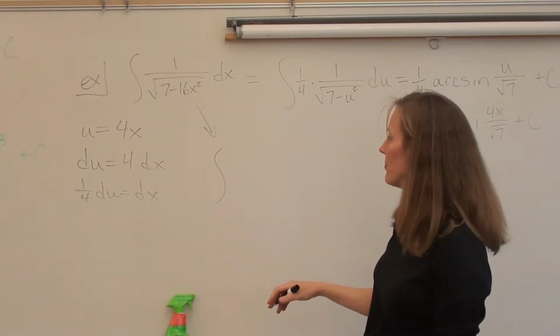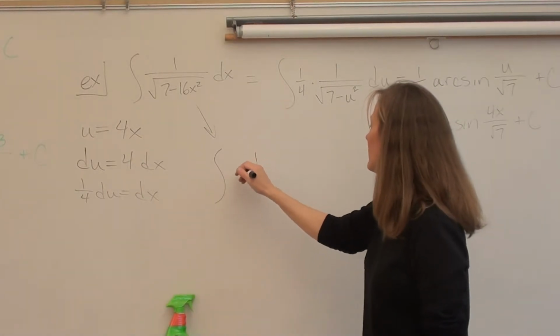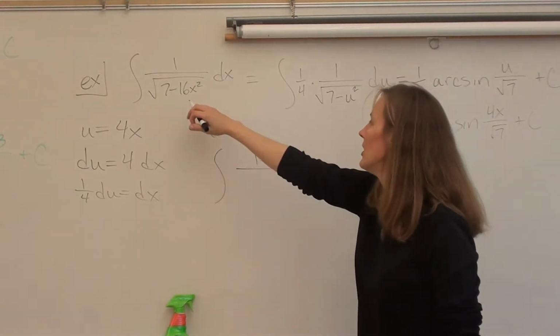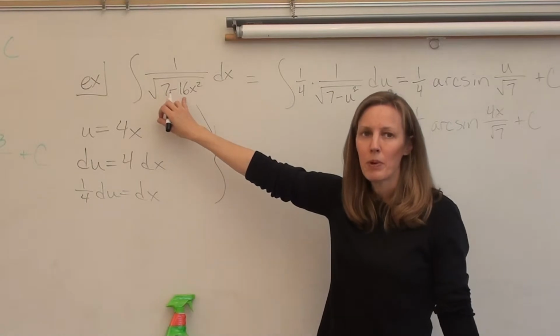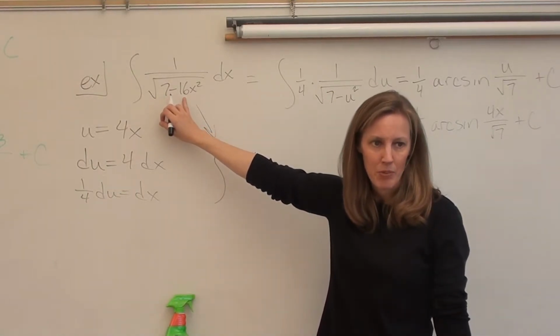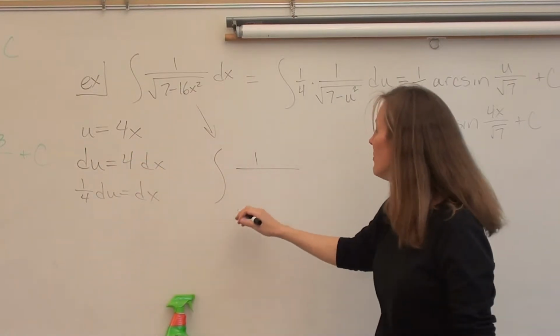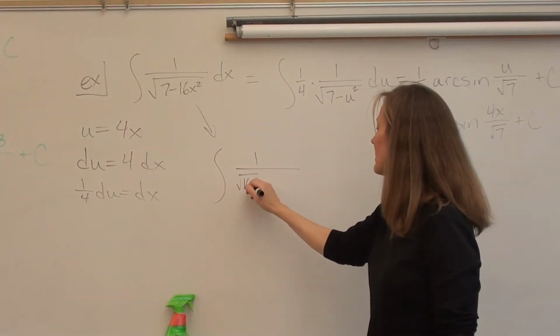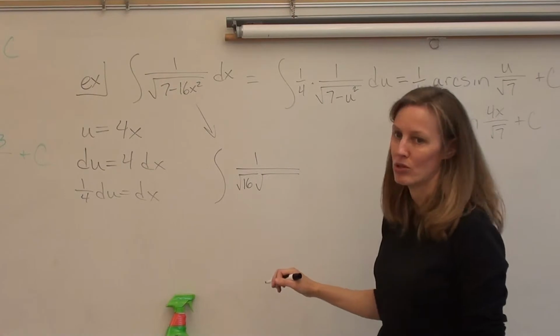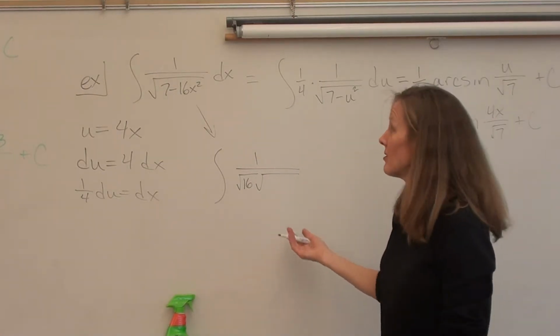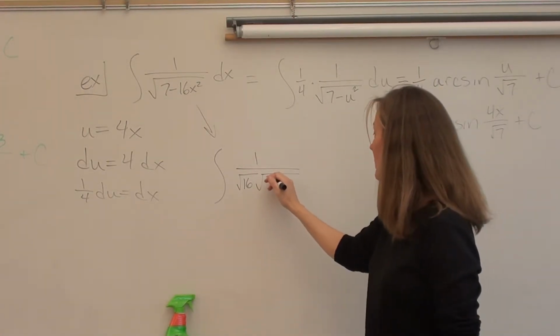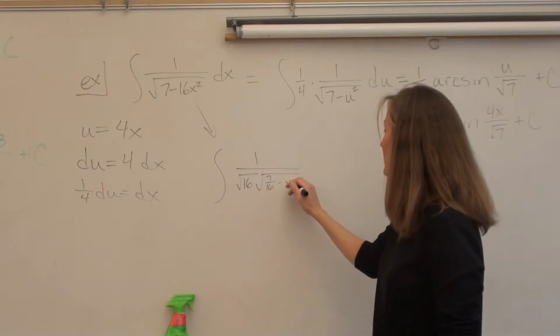So method 2. If you didn't like method 1, you can do this. If it's just a simple coefficient that's the problem, you can factor it out. So I'm going to factor a root 16 out of my root. That means I have to divide everything in the root by 16. So I get 7/16 minus x squared.